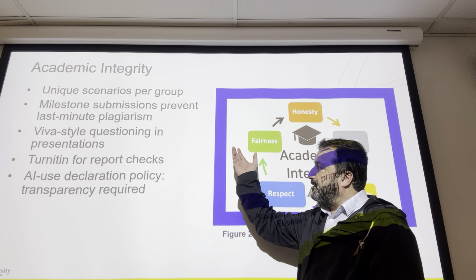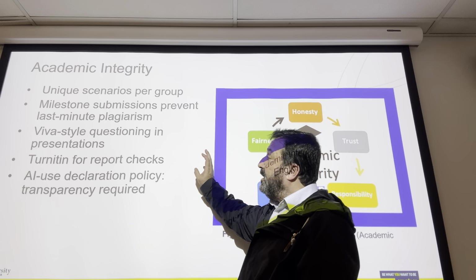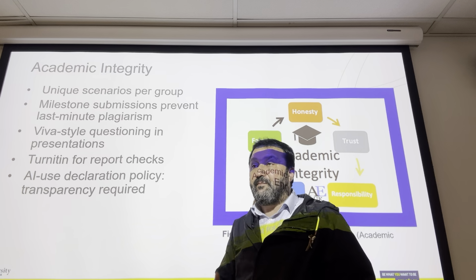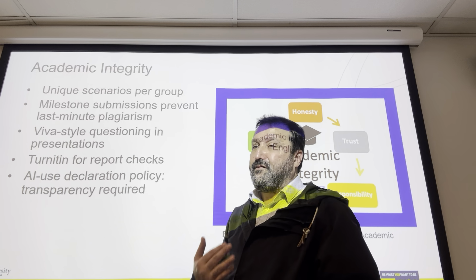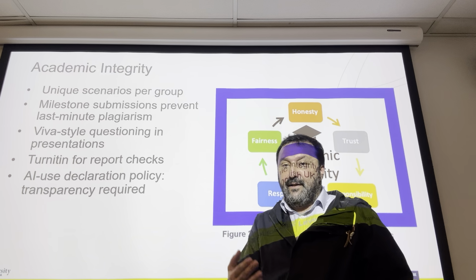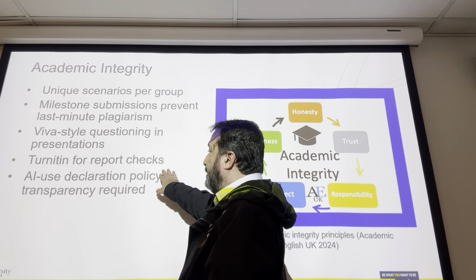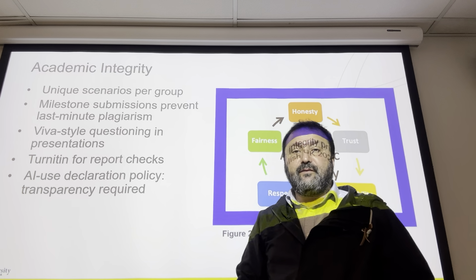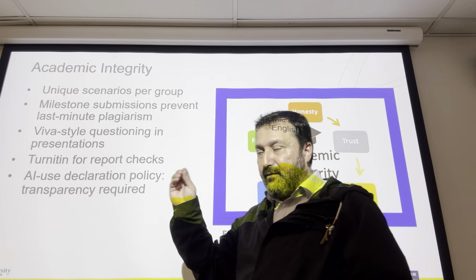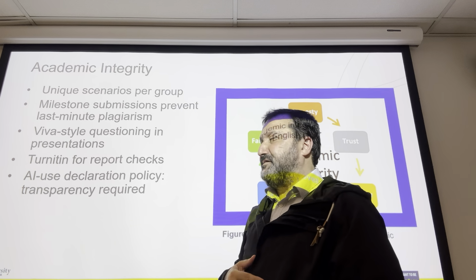Milestones submission basically prevent the last minute plagiarism, and also Viva style questioning in the presentation. So when they present, try to ask questions to students, just to determine their understanding, and that they have demonstrated the learning outcomes. Turnitin for report checks. So Turnitin, don't ignore it. When they submit, check the Turnitin, and also check the similarity percentage.